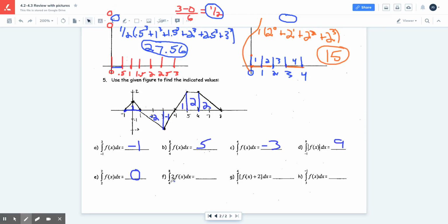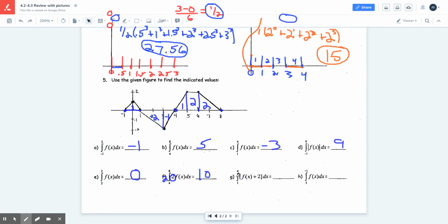All right, 4 to 8. So we're looking from here to here, but we have this 2 here. All right, this 2 really just gets moved to the outside. So you're doing the integral from 4 to 8 of f of x, which you already did in B, which was 5, and then doing 5 times 2, which is 10.